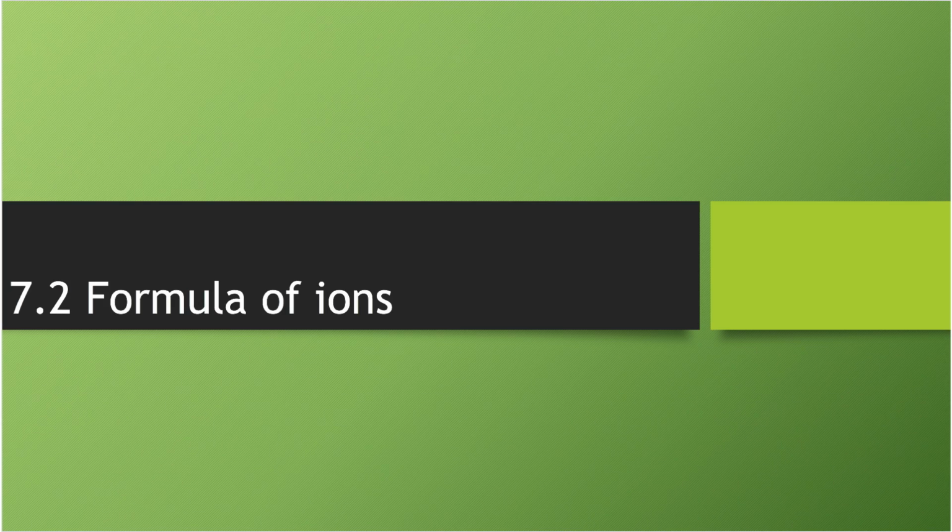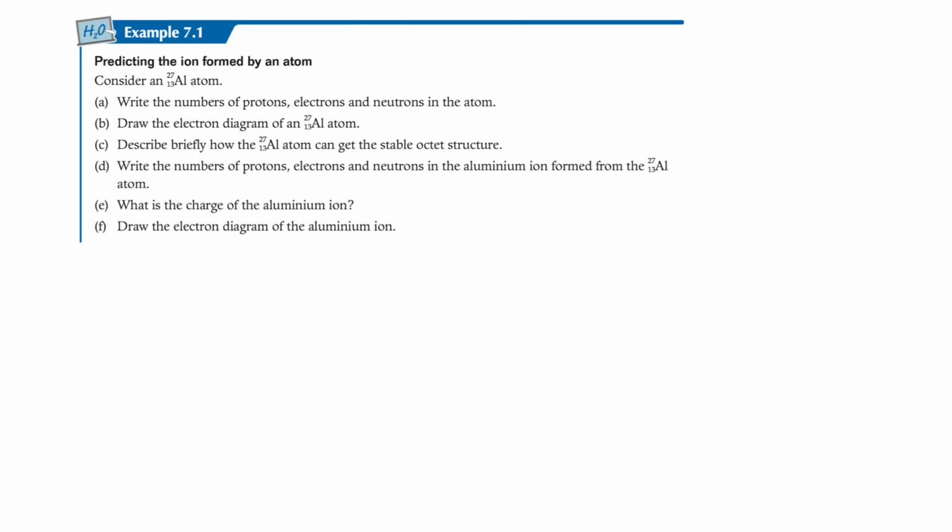In this video we're going to talk about the formula of ions. But before we move on, let's have a look at example 7.1 first. Predict the ion formed by an atom. We consider aluminium, which is Al. Write down the number of protons, electrons, and also neutrons in the atom.